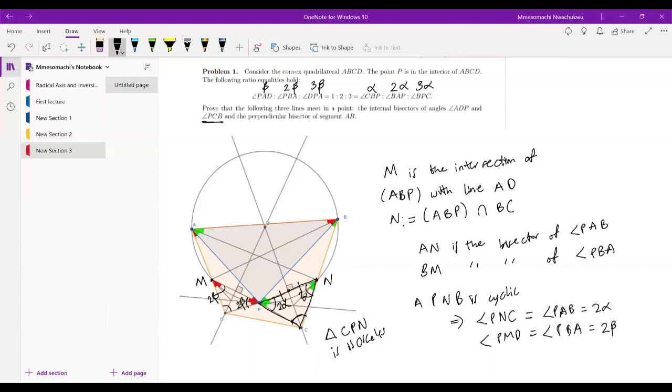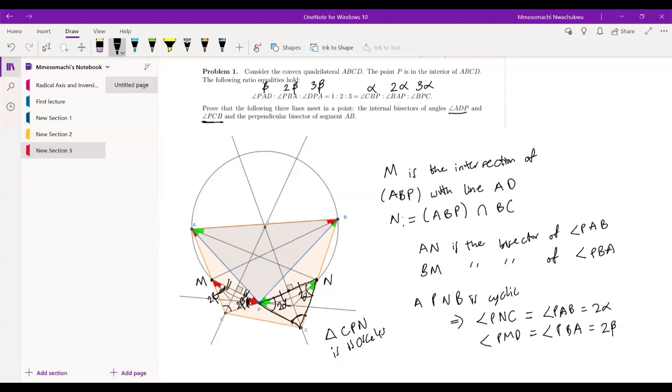And in a similar vein, the angle bisector of ADP from the question is also the angle bisector of MDP in this isosceles triangle, because this is also isosceles: this angle here is 2 beta, this angle here is 2 beta. Okay. So it means it's going to be the perpendicular bisector of this segment MP. Okay.